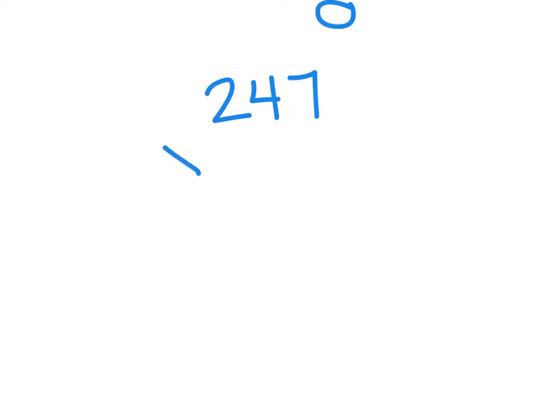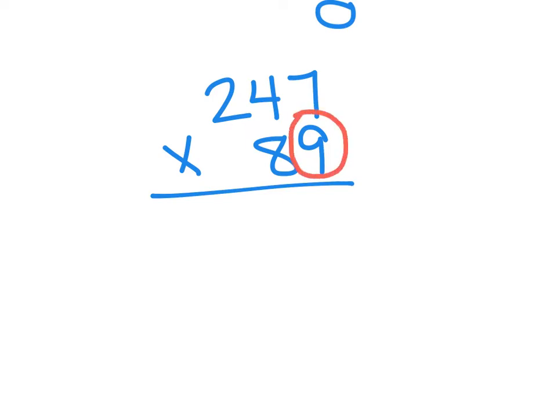You also need to know multiplication, so we're going to solve 247 times 89. So we always start multiplying with the number in the lower right hand corner. We're going to do 9 times 7, then 9 times 4, then 9 times 2.